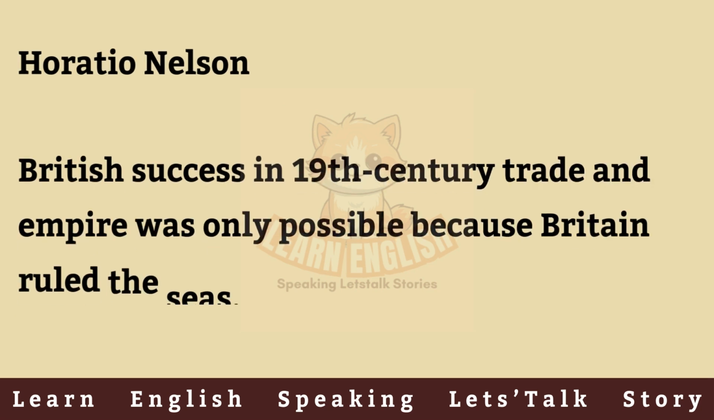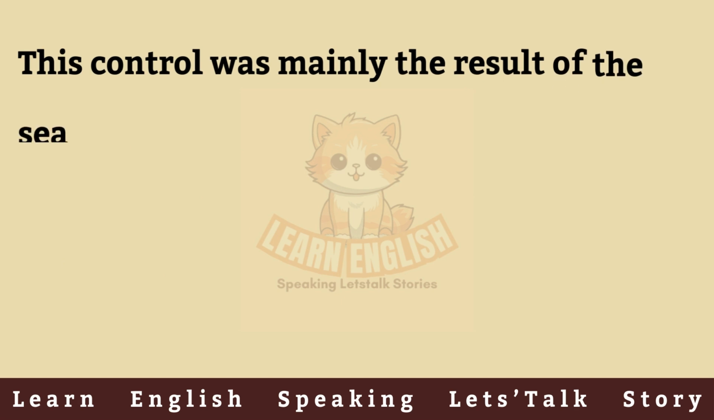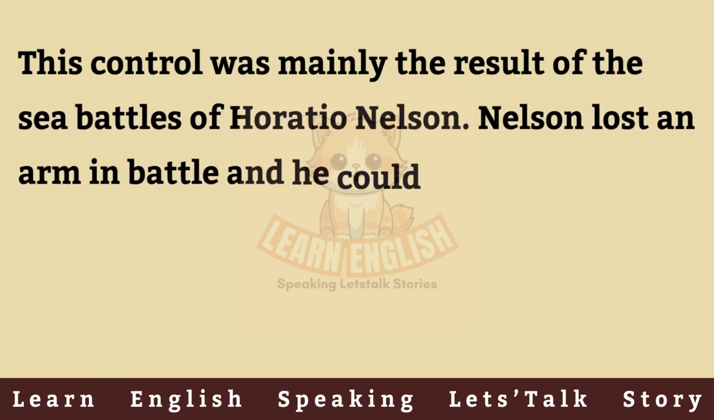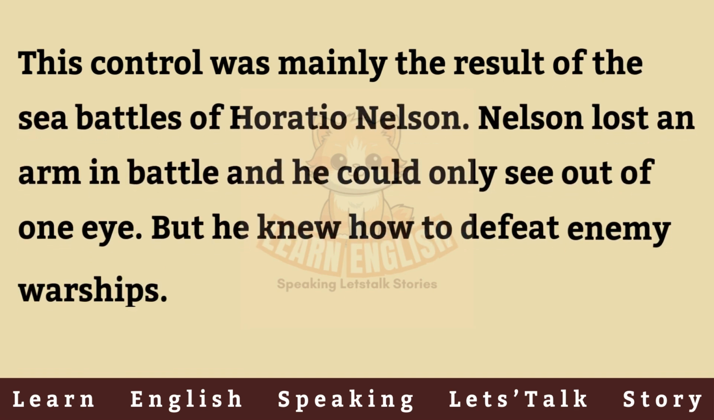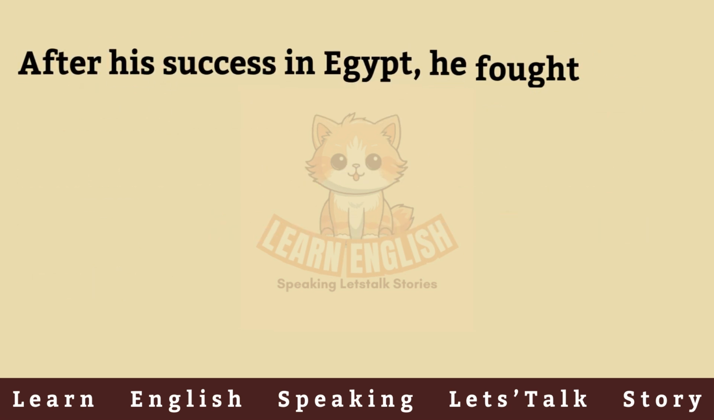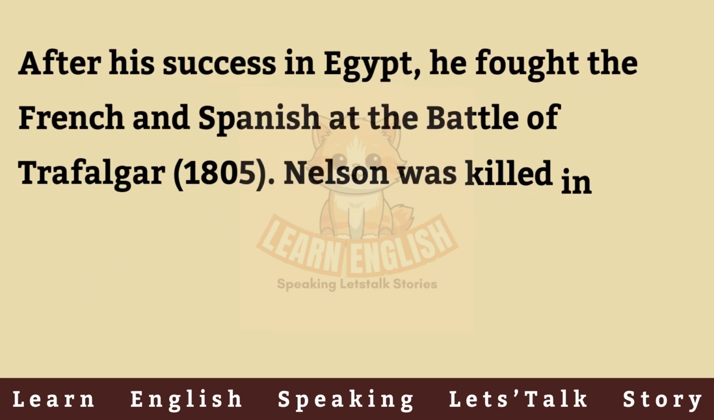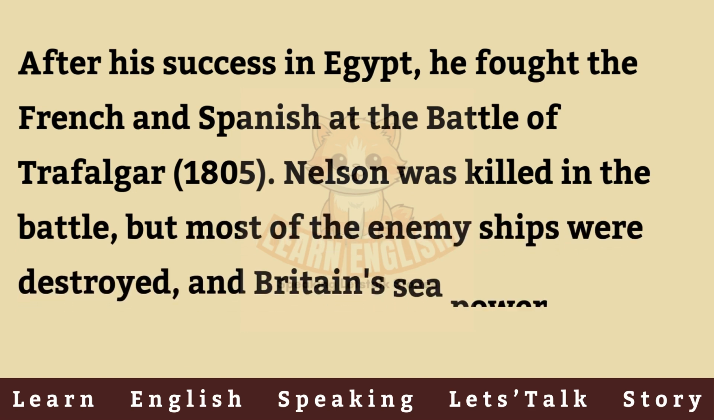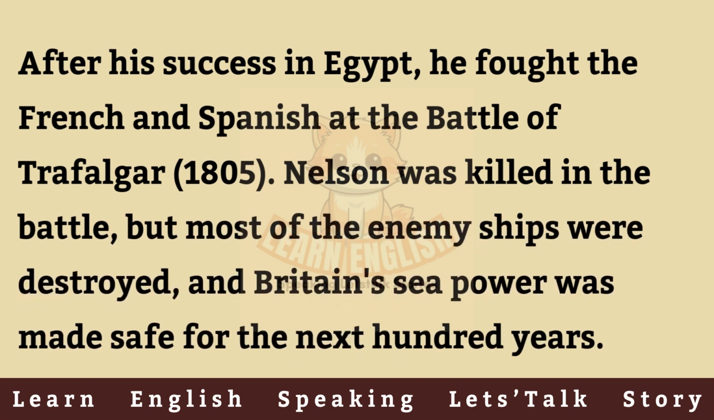Horatio Nelson. British success in 19th century trade and empire was only possible because Britain ruled the seas. This control was mainly the result of the sea battles of Horatio Nelson. Nelson lost an arm in battle, and he could only see out of one eye, but he knew how to defeat enemy warships. After his success in Egypt, he fought the French and Spanish at the Battle of Trafalgar, 1805.